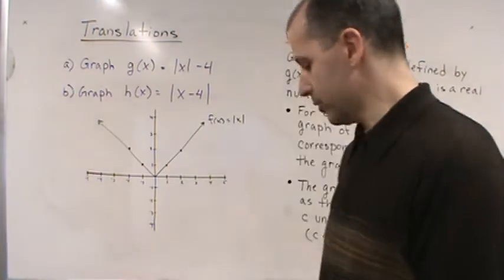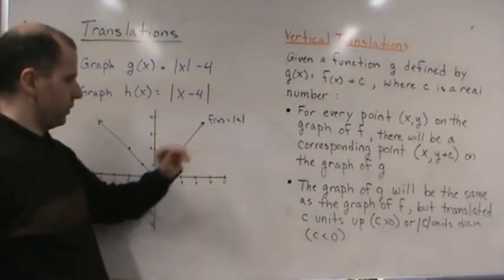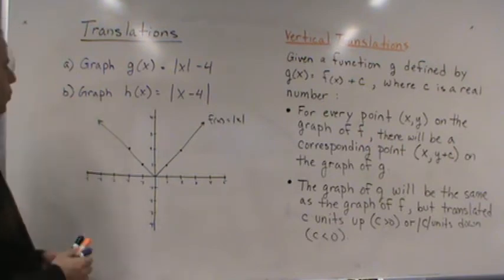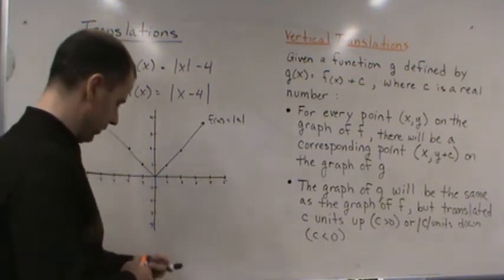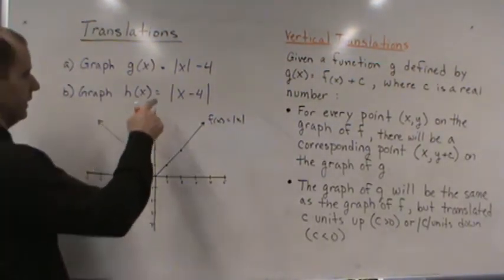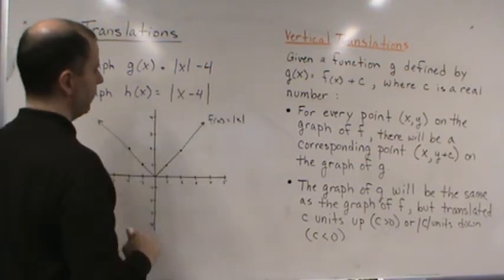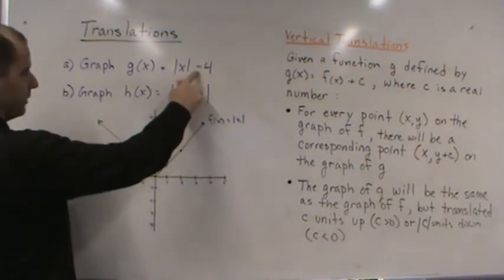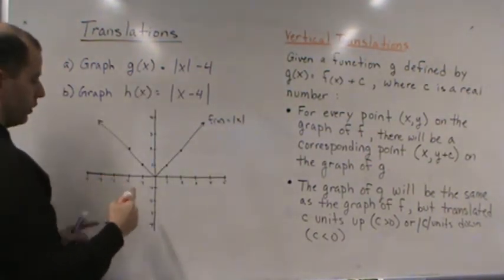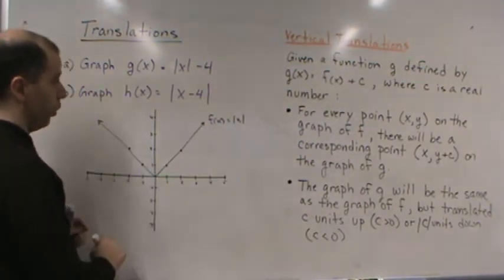Okay, and so let's look at an example. Let's go back to our absolute value. There's our absolute value basic function. And now what I want to do is graph both of these functions. So let's graph g of x. Now g of x, I'm outside the function, right? So what am I going to do? I'm going to subtract 4 from all of the y values. In other words, I'm taking all of these points and moving them down 4 units.